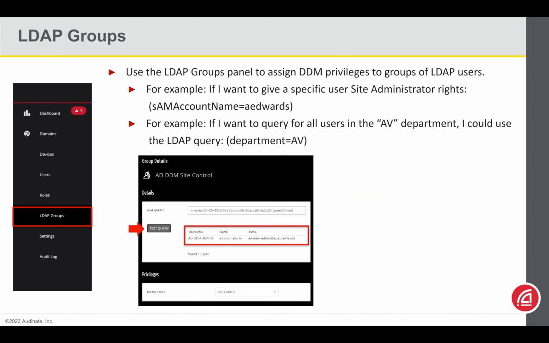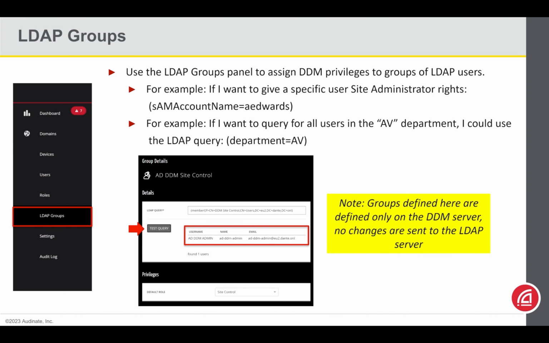Remember, when you create new LDAP groups in DDM, those are not the LDAP groups in your LDAP server. They are specific to DDM. So name them like operators or volunteers, site administrators, tech directors, or whatever fits the function. The name you put there doesn't matter. It's the query you are using to pull in users that matters.